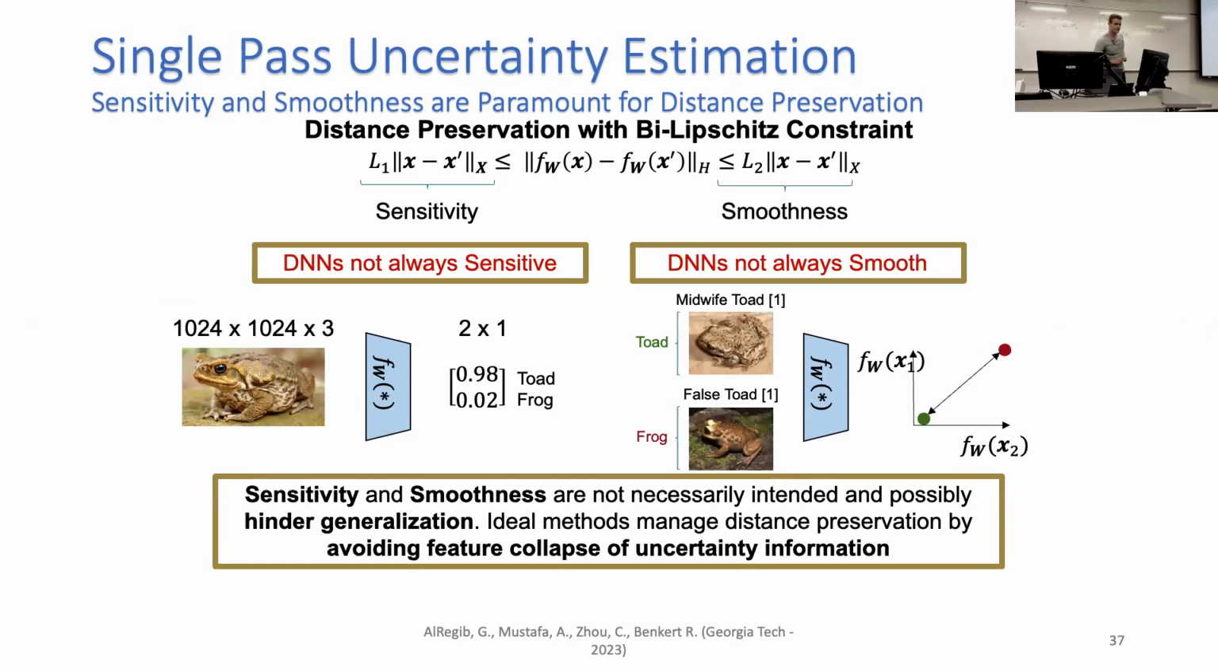What I'm trying to say here is that DNNs, as they are, are not always sensitive and not always smooth, right? That's a natural occurrence in neural networks, which also results in not having calibrated results. And these two examples that I just emphasized, I hope, give you a sense of where smoothness and sensitivity are and where they're not given in neural networks. Does that make sense?